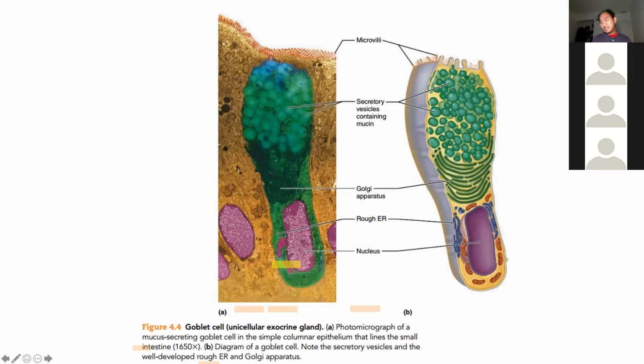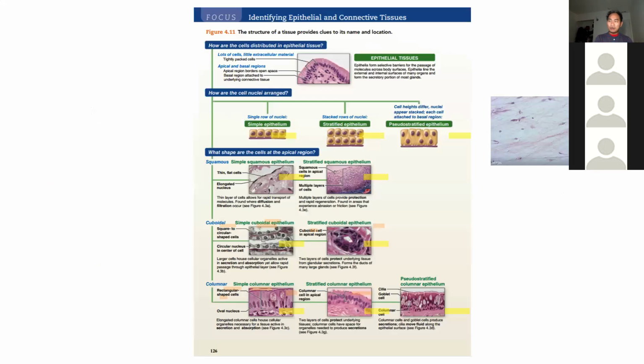So the goblet cell is the example of a unicellular exocrine gland. Exocrine gland means you have the duct to secrete into the body. So in our textbook, this is the page which, I think, is very good, because it combines everything.